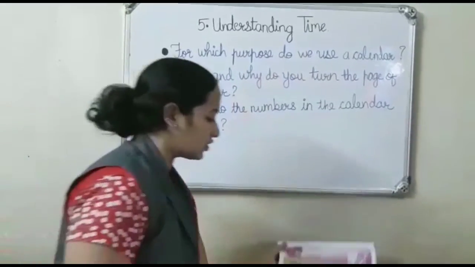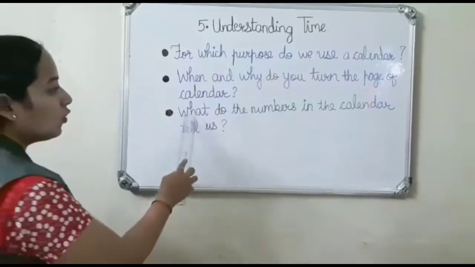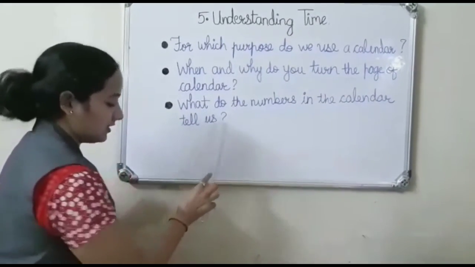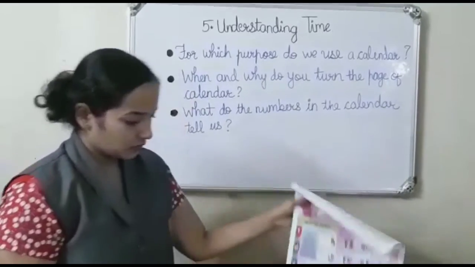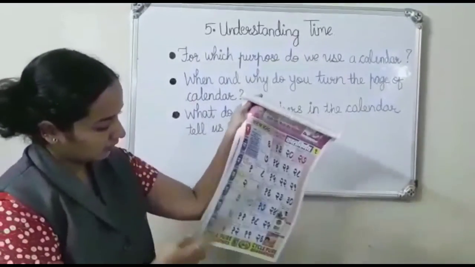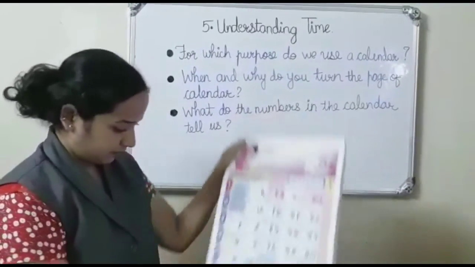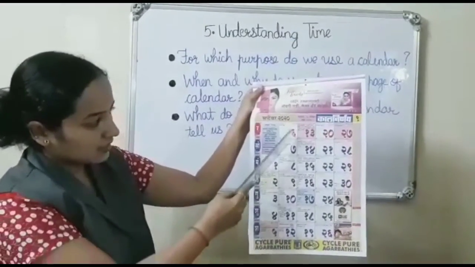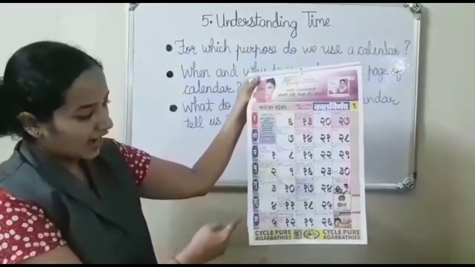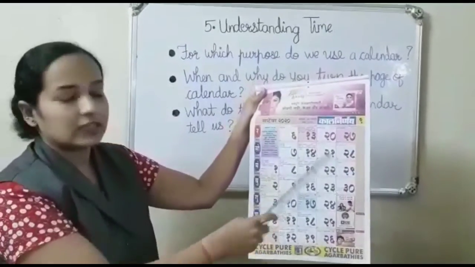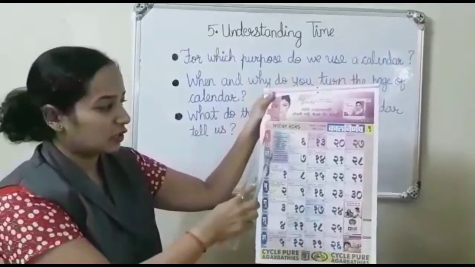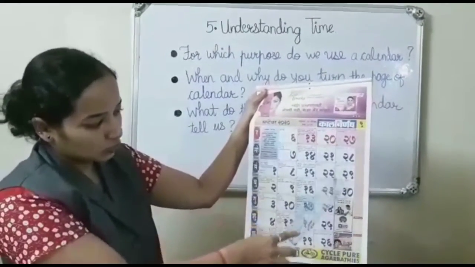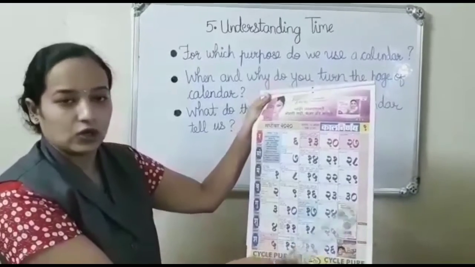Then the third question, what do the numbers in the calendar tell us? The numbers which are given over here, 1, 2, 3, 4, 5, 6, 7, 8 and so on, denote the number of days in that particular month. As you can see, September 2020 has total 30 days in all.